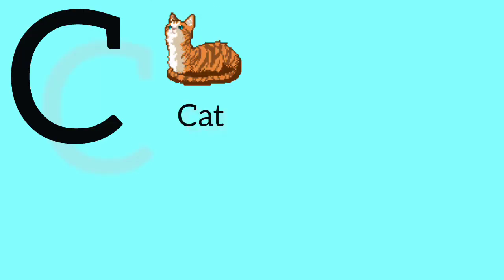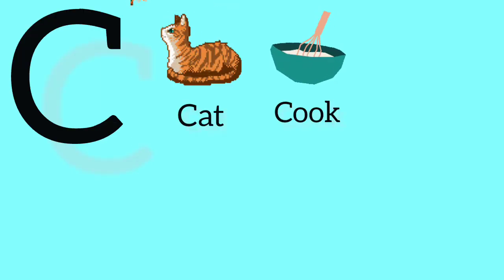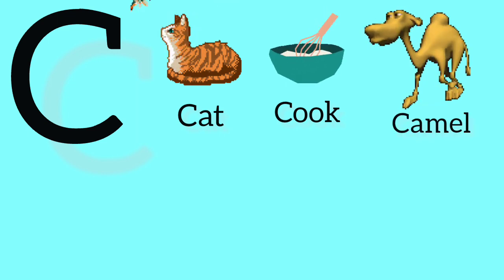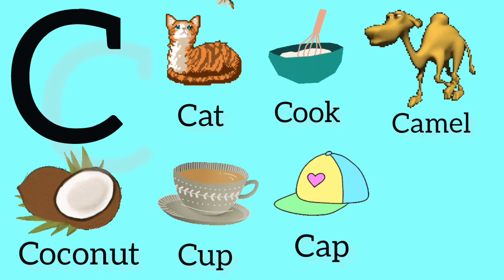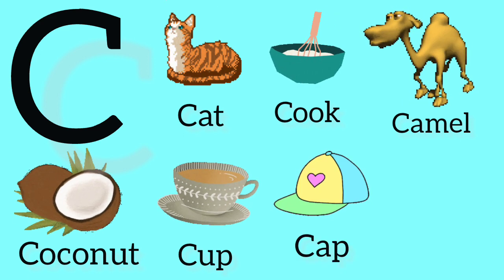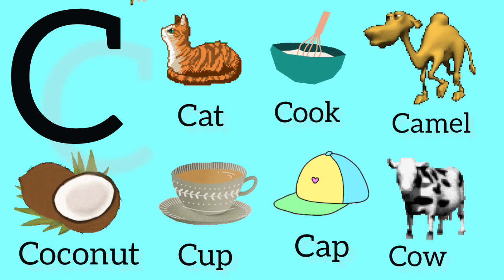C is for cat. C is for cook. C is for camel. C is for coconut. C is for cup. C is for cap. C is for cow.